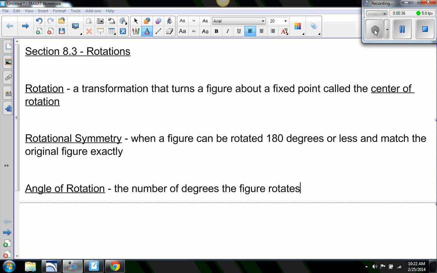Rotational symmetry. That's when a figure can be rotated 180 degrees or less and match the original figure exactly. So you can rotate it and it'll look exactly the same. The angle of rotation is just the number of degrees that the figure is going to rotate.